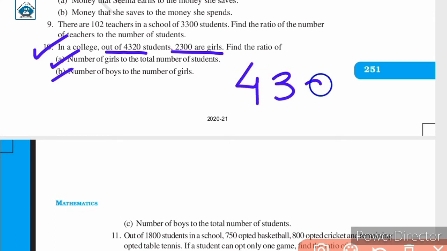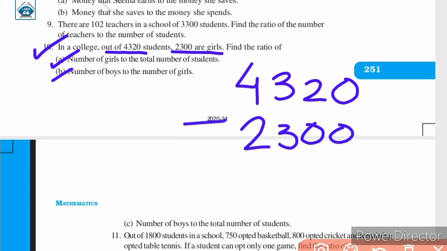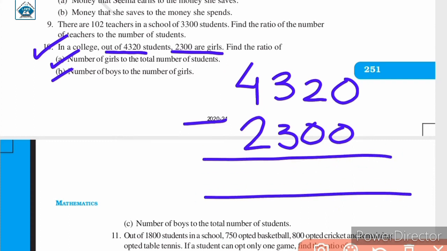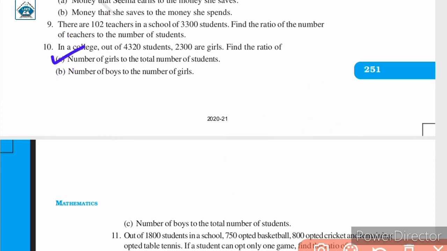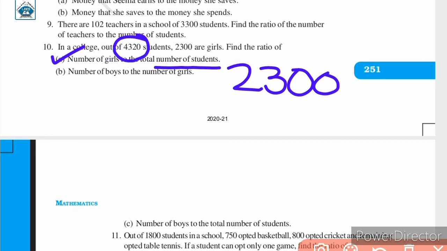टोटल स्टूडेंट्स है 4,320, उनमें से गर्ल्स कितने हैं 2,300. सो व्हेन वी सब्ट्रैक्ट from the total students the number of girls, we get the number of boys. So the number of boys will be 2,020. So the number of boys is 2,020, the number of girls is 2,300. In the first case, you need to find the number of girls to the total number of students. Number of girls पहले बोला है, तो न्यूमरेटर में हम लोग लिखेंगे number of girls, which is 2,300. And what is the total number of students? It is directly given in the question.